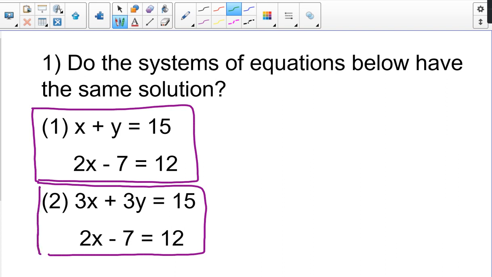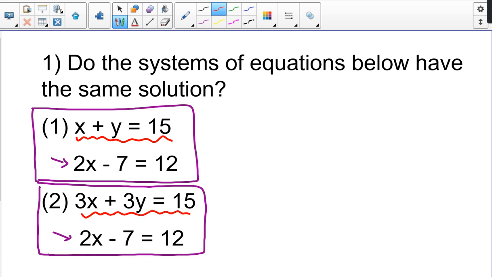In order for these two systems to have the same solution, they need to be equivalent equations, because I see that 2x minus 7 equals 12 is in the first choice, and 2x minus 7 equals 12 is there in the second choice. So if one of the equations is the same, the other equation would also have to be the same for them to have the same solution. So let's see. Can we say that x plus y equals 15 is equivalent to 3x plus 3y equals 15?